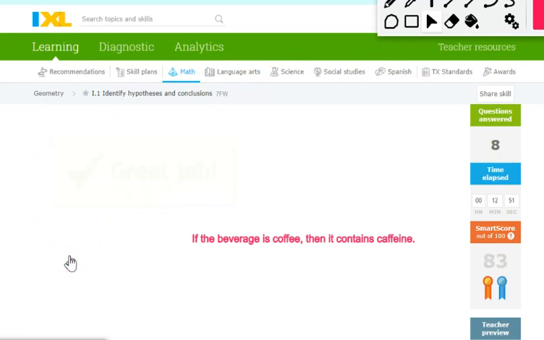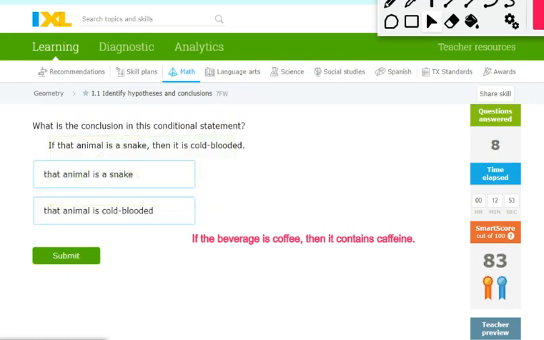Okay. All right, guys, I hope those examples help you identify the hypothesis and conclusion, and also help you rewrite those conditional statements that are not in if-then form.